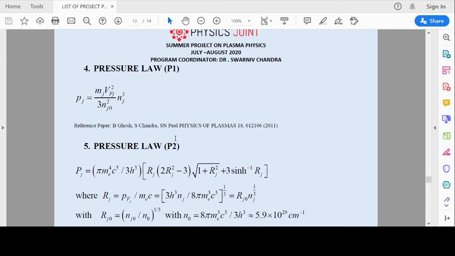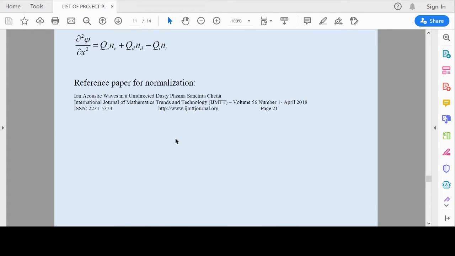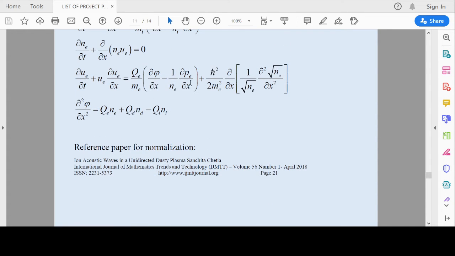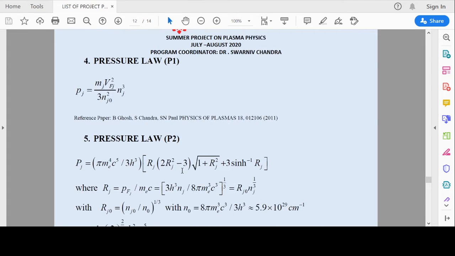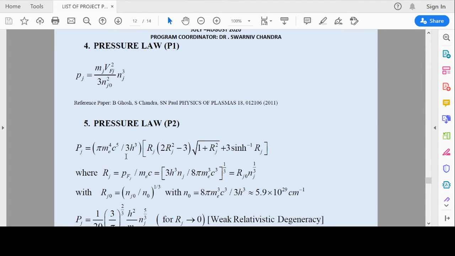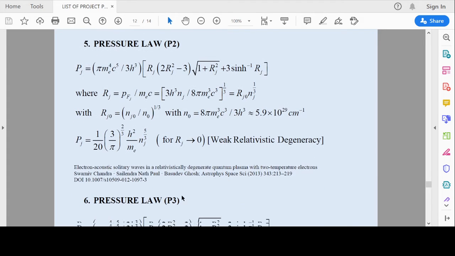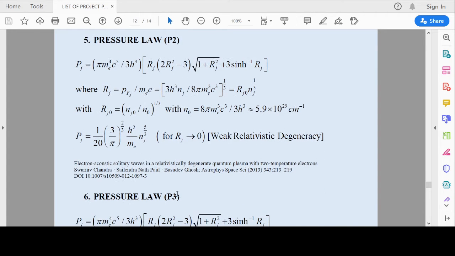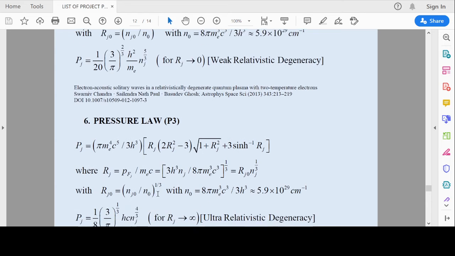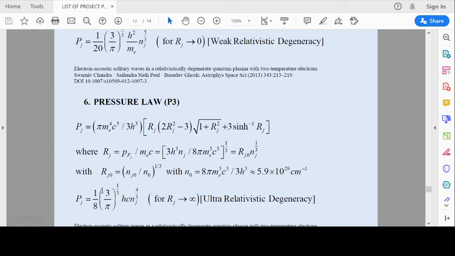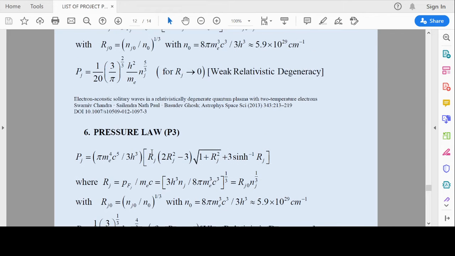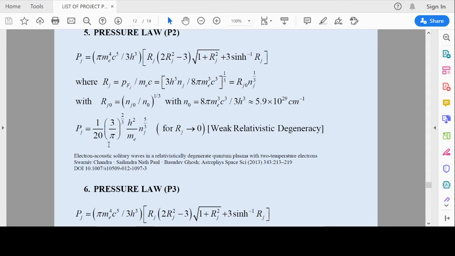Now, as I have said, there are different conditions regarding the pressure. You may take the pressure to be of the Fermi kind according to your combination. If it is P1, if it is P2, you can take it for the relativistic degeneracy. And if you go for the third law, that is ultra-relativistic degeneracy pressure, you can use this term only. This is the longer term, and it is simplified with this term. Similarly, it is also simplified into this.